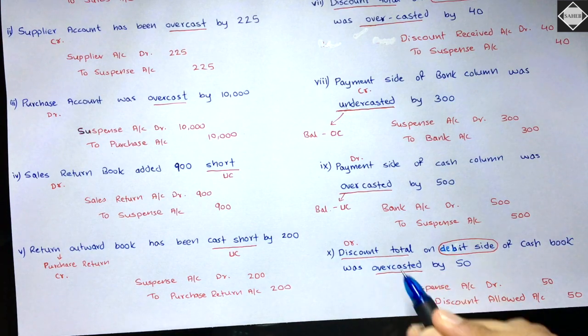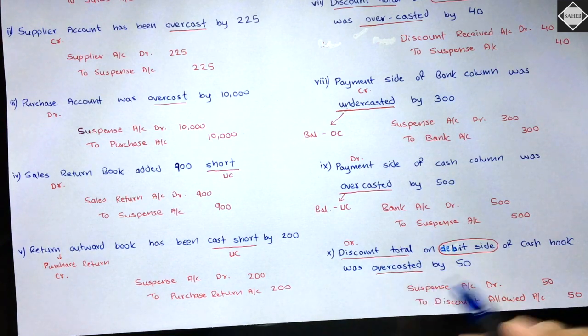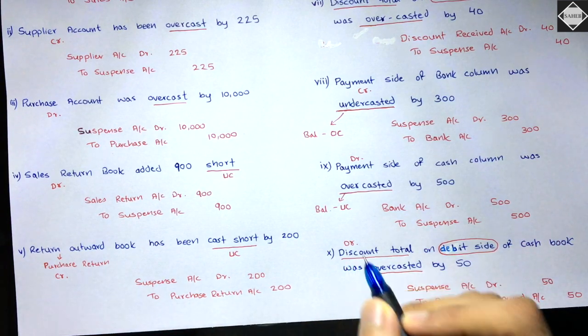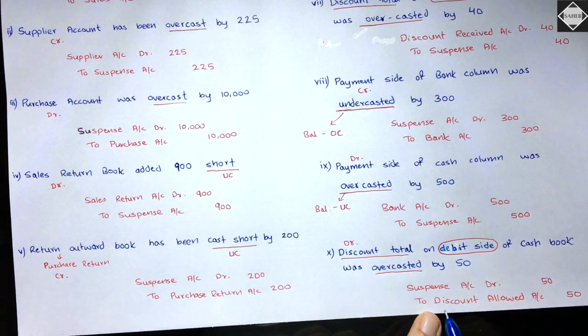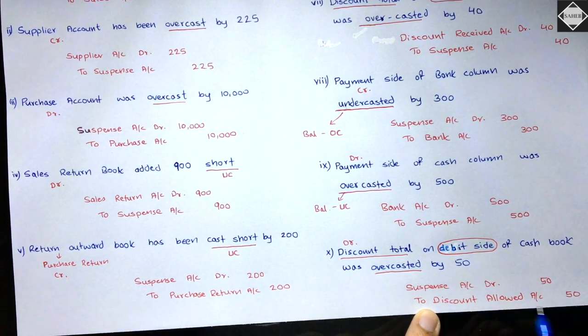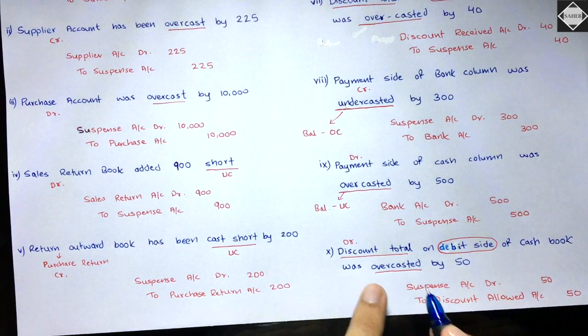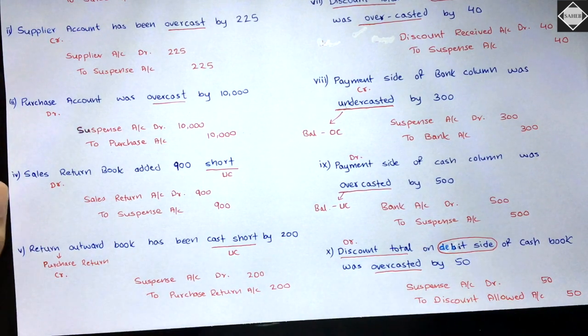Yes. So discount allowed, overcasted. So what you have to do? You have to reduce the discount allowed account. Discount allowed has debit balance. To reduce, you have to do opposite. You have to credit. Suspense account debit to discount allowed 50. Clear? So that's it. It's simple. It's not difficult at all. See here, suspense account debit to discount allowed. Discount allowed was credited, and that overcasting was rectified. Clear? So this is what you have to do.